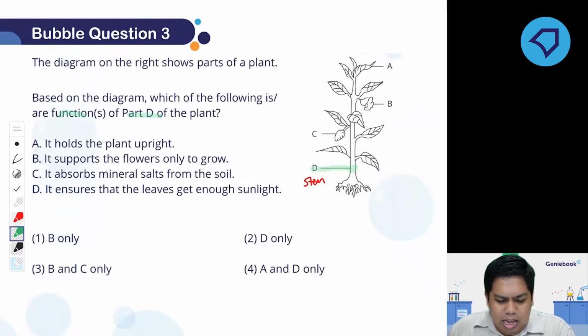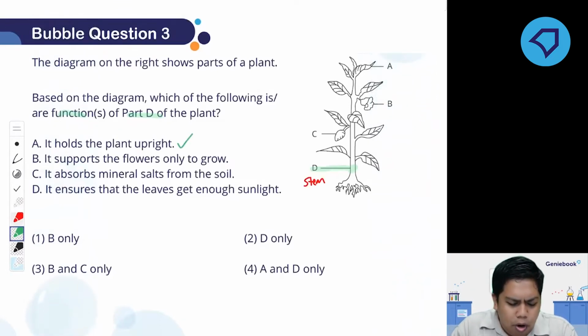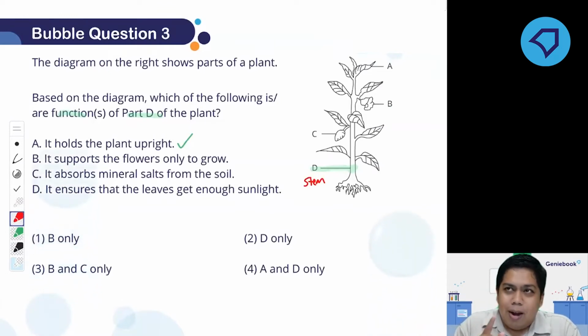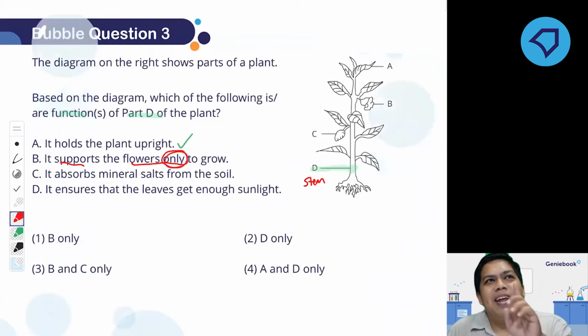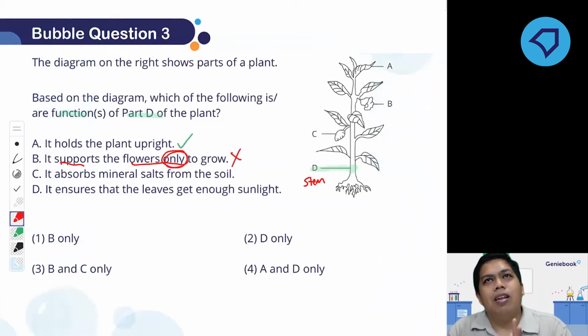So yes, right. That is correct. That's the function of the stem. It supports the flower only to grow. See, statement B is a bit tricky. It's to trick you, okay? So quite a number of students got tricked over here. Supports the flowers only. So that's the part that is wrong. Okay, so it's not only supporting the flowers, it's supporting the leaves and the branches and so on. So it's not just the flowers.